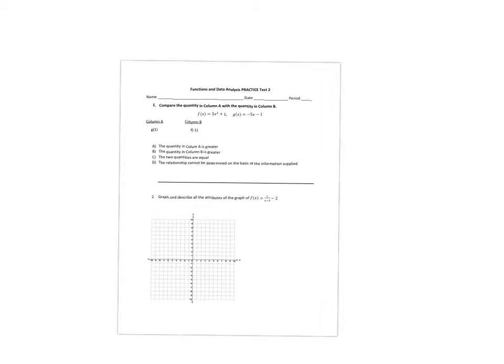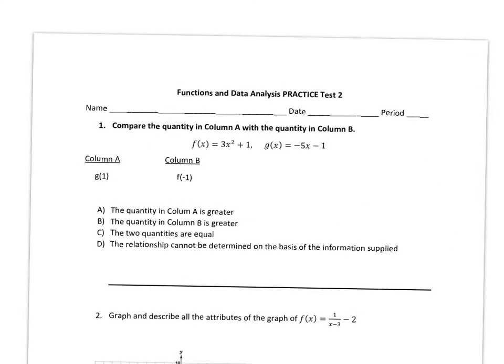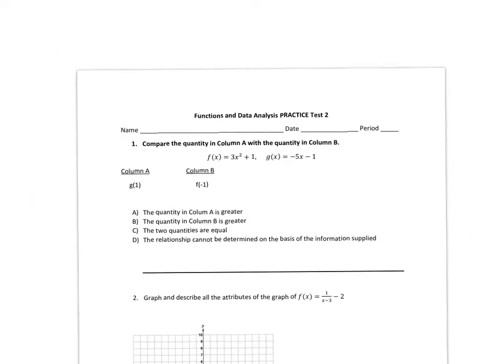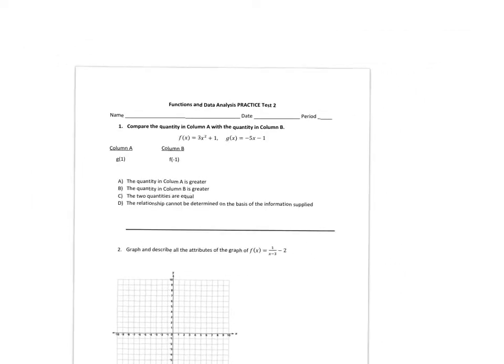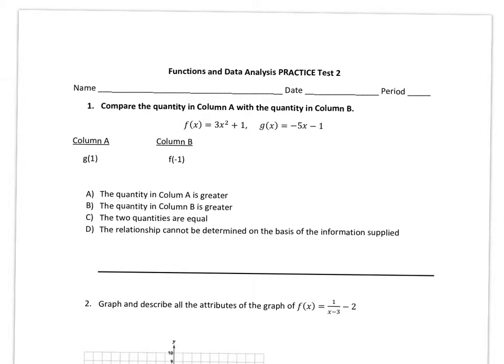Okay, so this is practice test number 2, and I am going to work on number 1 first. So it looks like this. It says compare the quantity in column A with the quantity in column B. We have two functions, f of x and g of x. And basically we're looking at column A and column B.